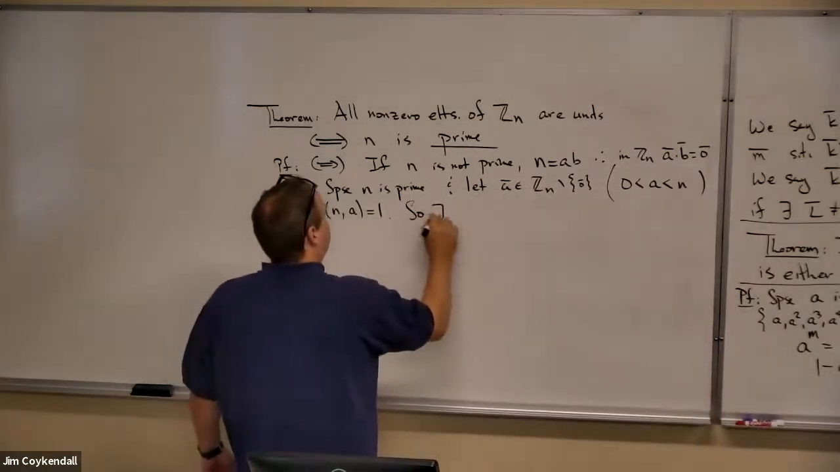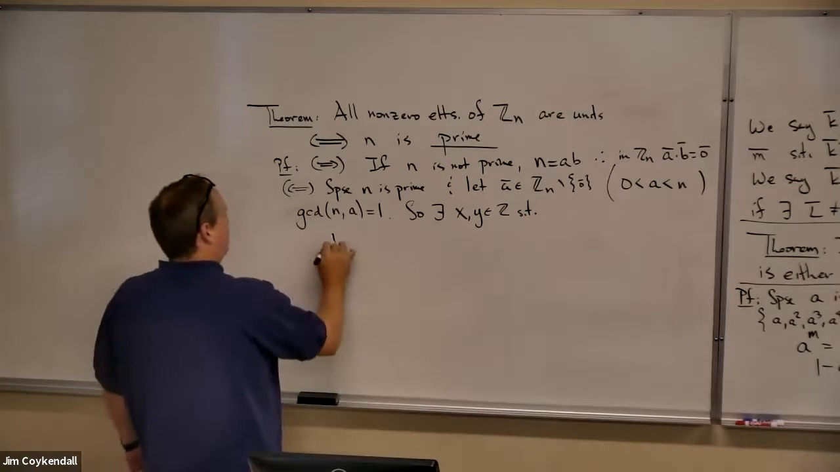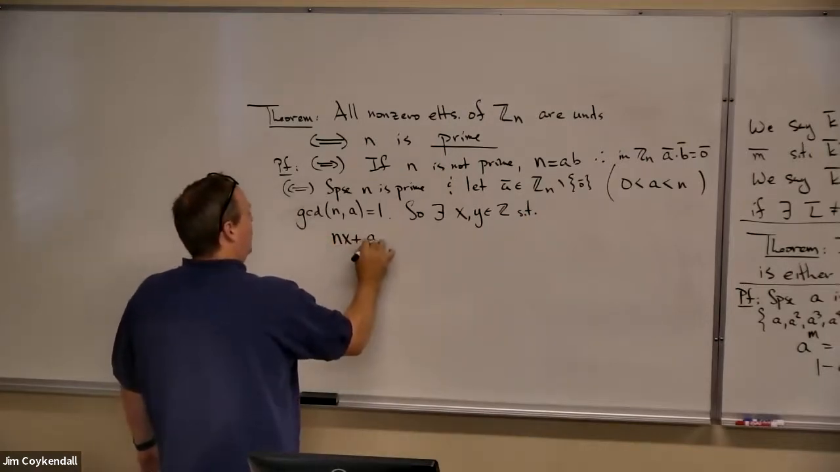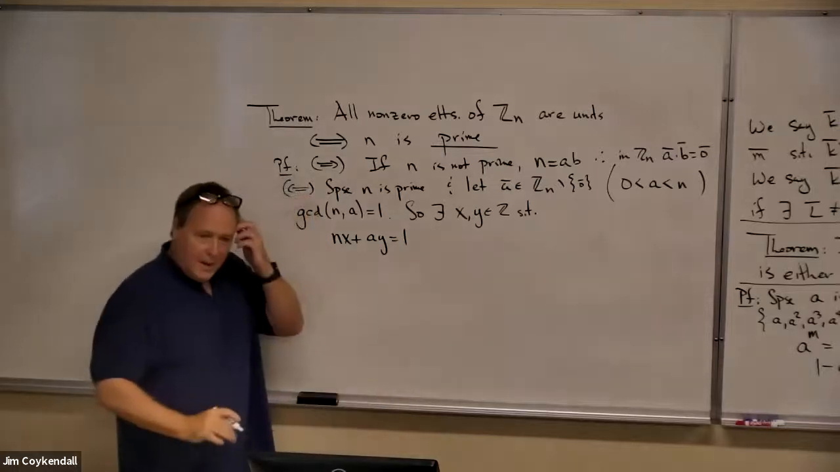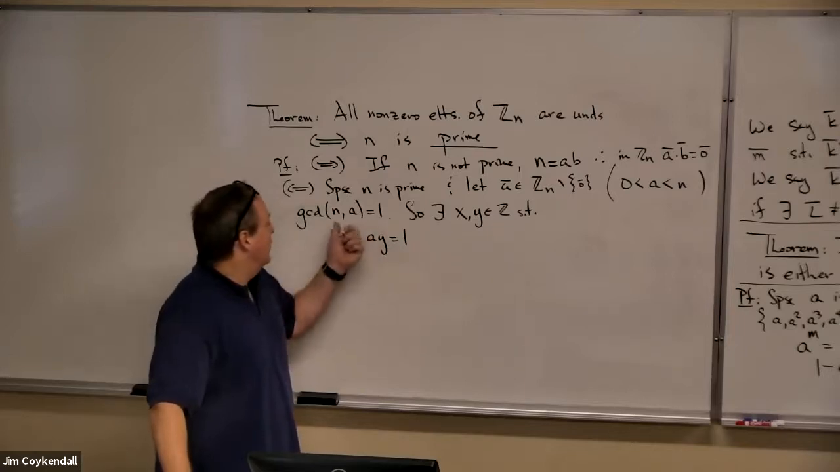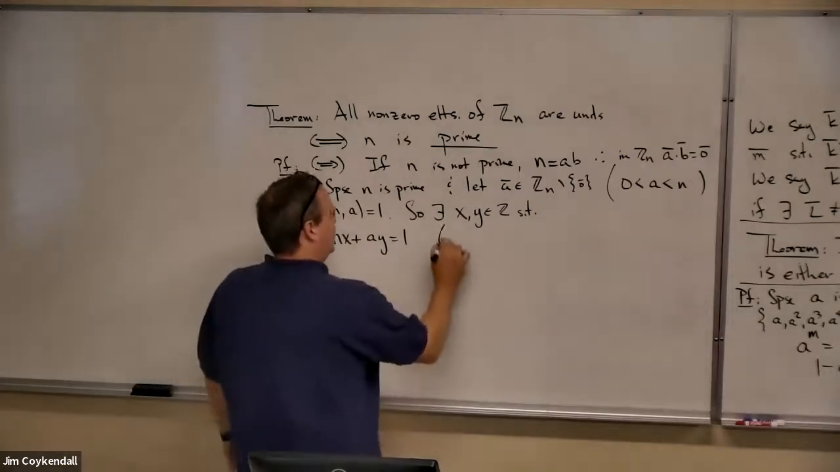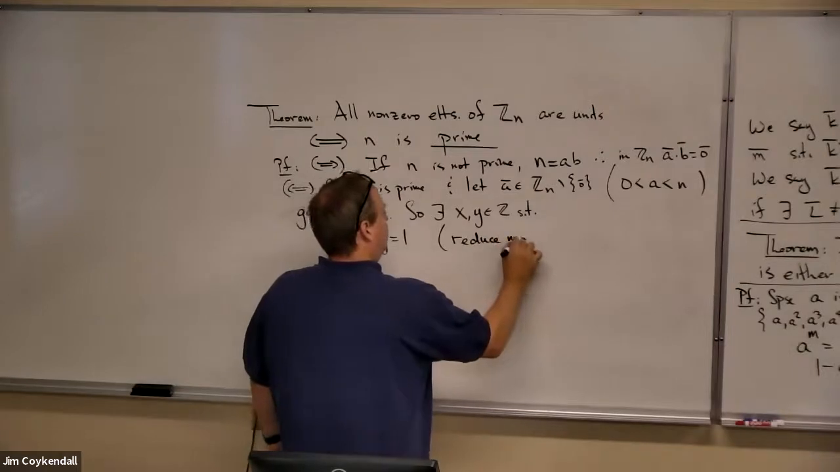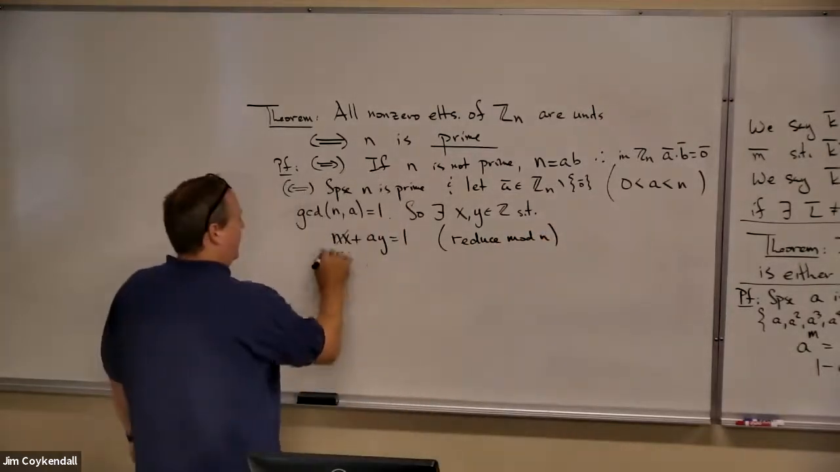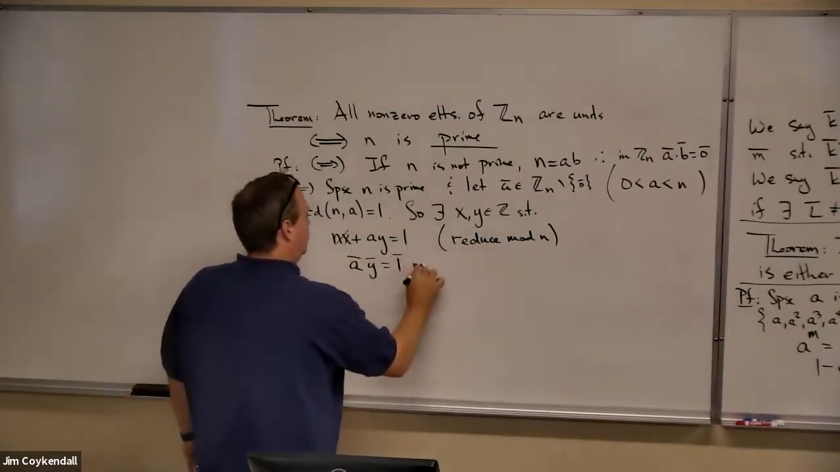So there exist X and Y such that NX plus AY equals 1. Those of you that have my algebra class, I beat this to death. The greatest common divisor is a linear combination of the two elements, right? Now reduce this mod N, and you get, that's 0, because that's divisible by N, so A bar times Y bar is 1 bar. And there you go. Any questions on that?